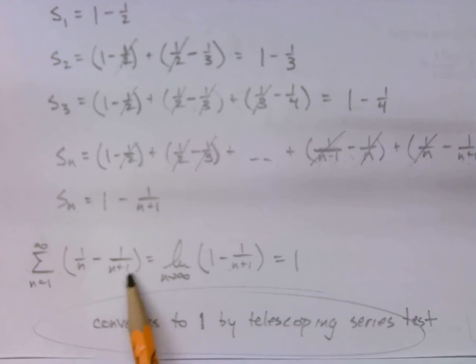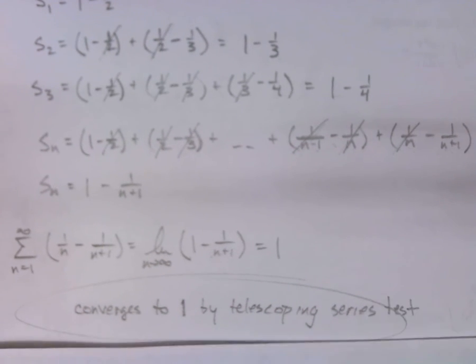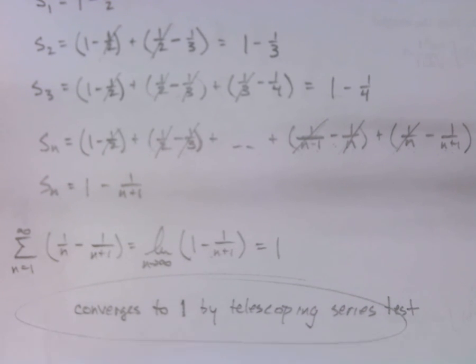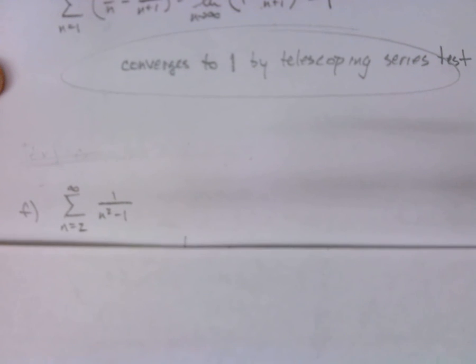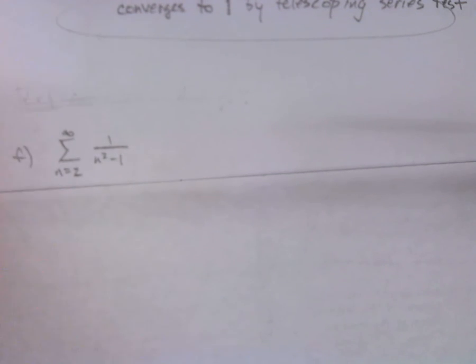All of those infinitely many terms, all of the ones in the middle cancel out. And it eventually goes to 1 when you add all infinitely many together. Okay. Let's slide this up. We're going to take a look at a more difficult example. This is the last example of the section.